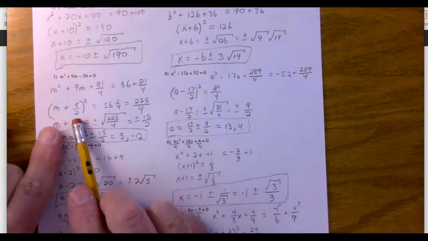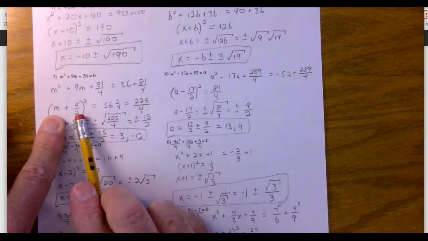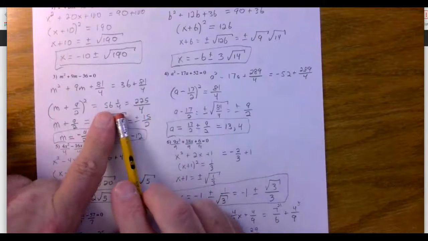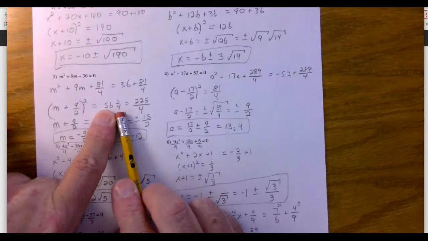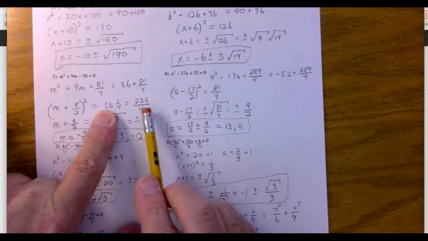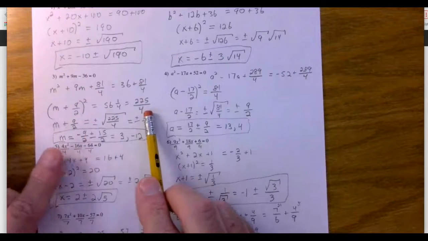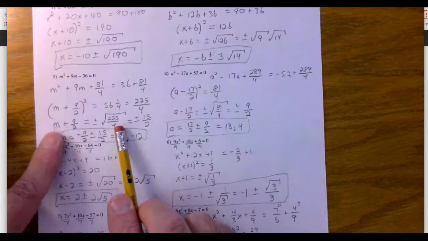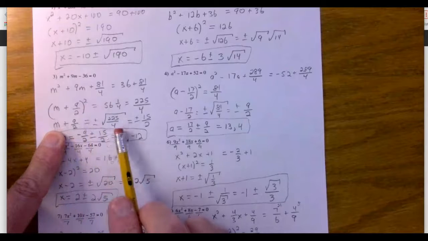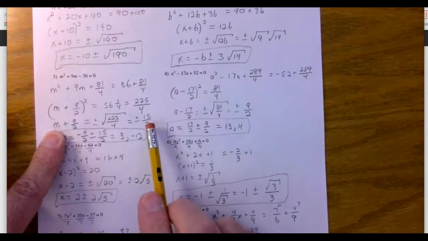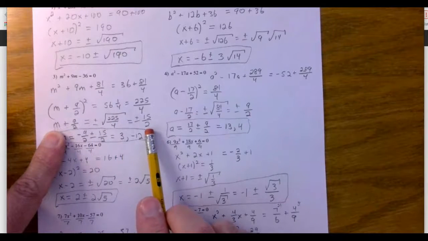So now I can write this side like this. M plus 9 over 2 squared. And this side I combine them together. 56 and a quarter, which is 225 over 4. That's what I got there, okay? The reason I did that is because now I can write like a perfect square, all right? When I take the square root of both sides, that's a perfect square. It's 15 over 2, plus or minus.